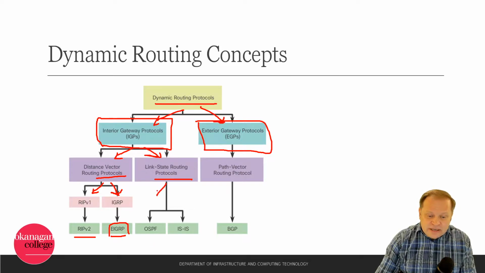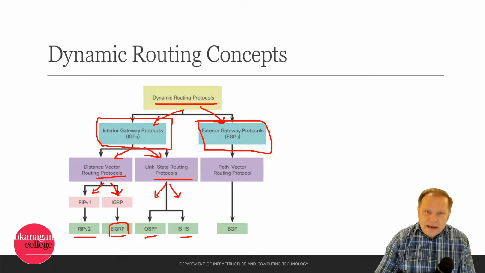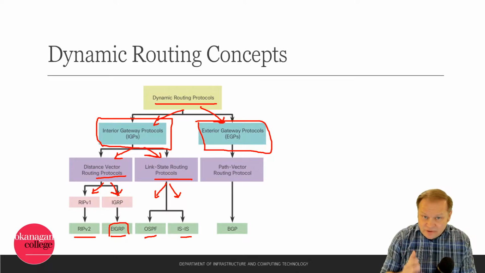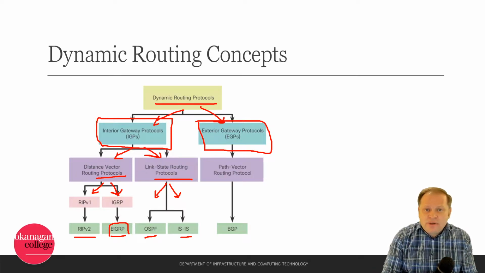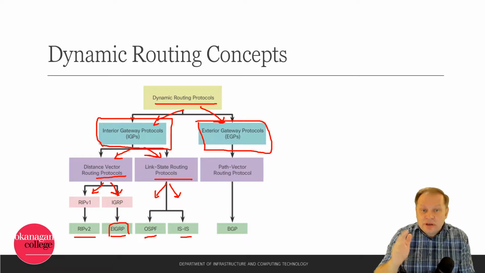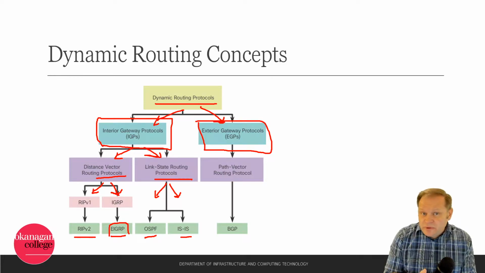Link state breaks into two other key protocols, OSPF and IS-IS, intermediate system to intermediate system. Both of these are what we call link state protocols, and they operate very, very differently. So your first task is to be able to break these things up into their classification, because once you figure out the classification, you can then figure out how they think.